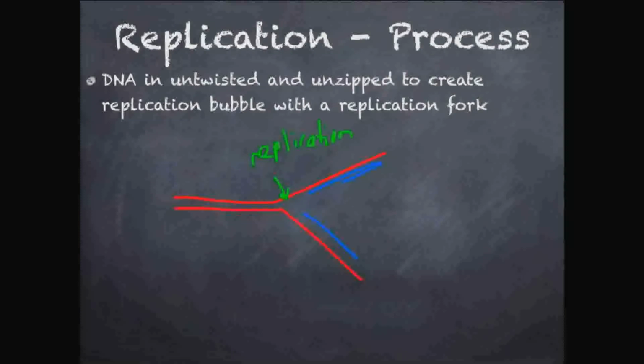And then the replication bubble, because if we finish this drawing, eventually the DNA is going to come back together. This right here is the replication bubble. It's the area that's unzipped because we only unzip a little at a time. So the replication bubble is this space that's unzipped at the time.